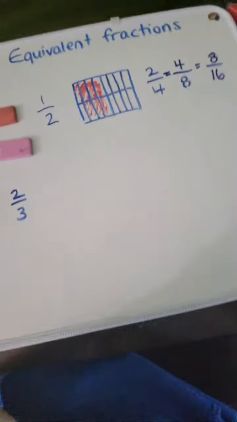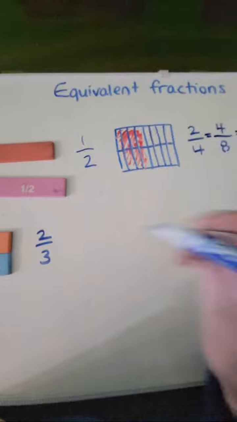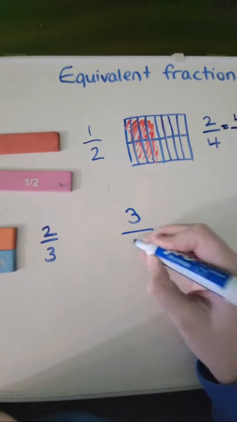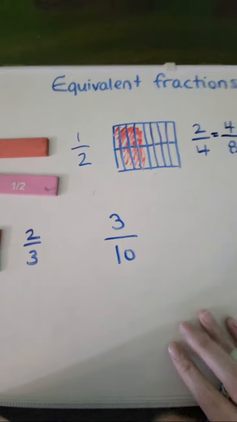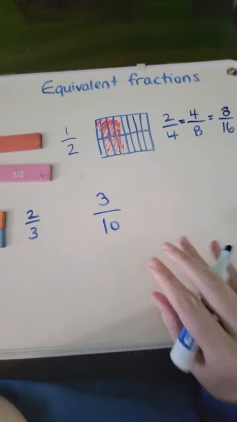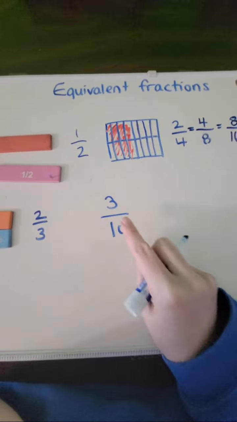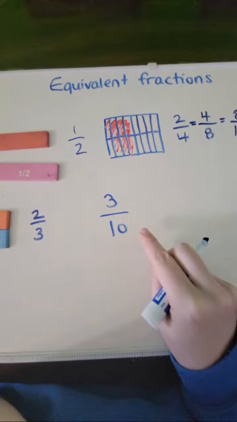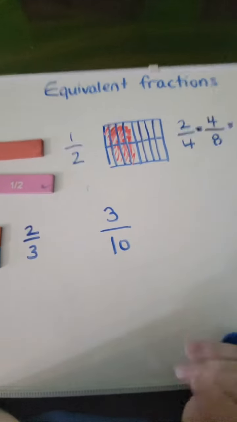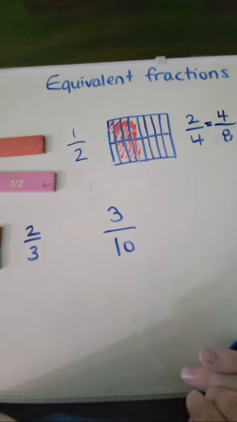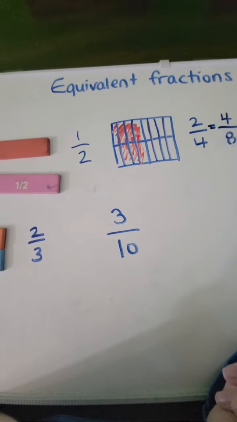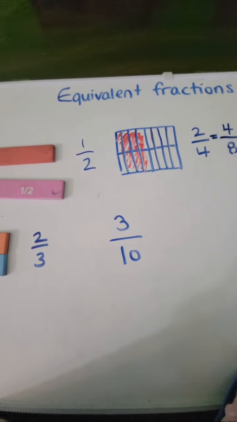So let's say, for example, your teacher said, all right, I'm going to give you a fraction, say 3/10. And I want you to find any equivalent fraction that you can that will be the same value as 3/10. Well, in this case, you can literally do whatever you want. But the rule is that whatever you want has to be the same on the bottom and on the top.